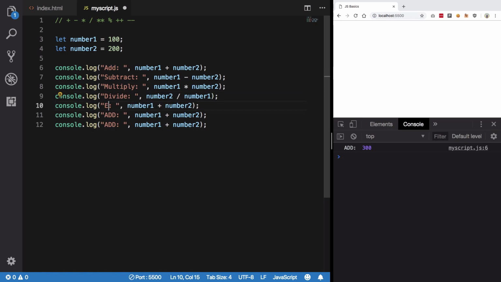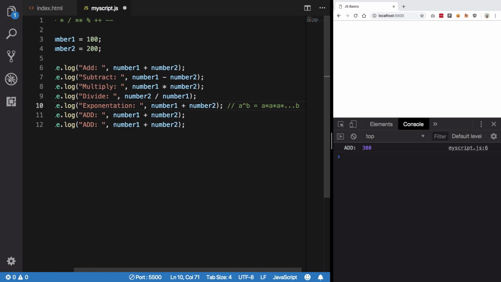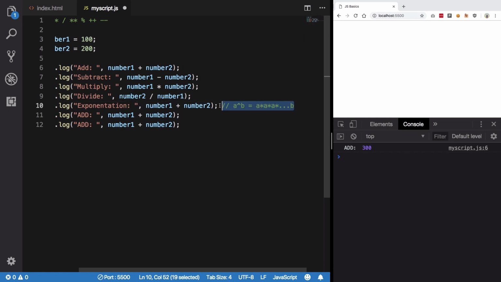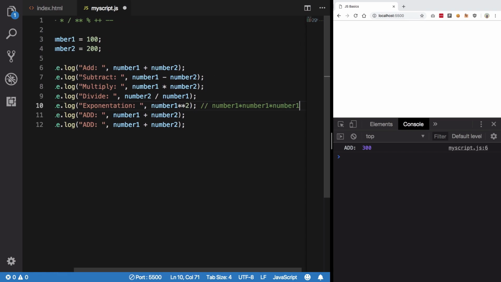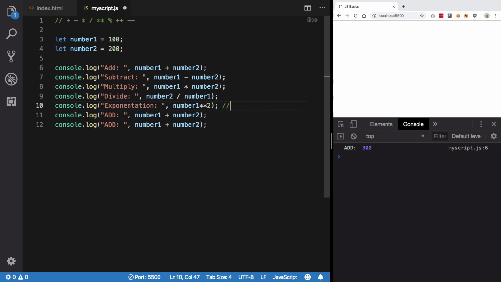I can also do an exponentiation, which basically just means a raised to the power of b, right? So a raised to the power of b basically just means multiplying a with itself b times, as long as b is a whole number. Now I don't want to get into the algebra of power, but that's what you can think of it as for now. For exponentiation, we can say 100 raised to the power of 2, which essentially means number1 times number1. If I write 3 here, then it means number1 times number1 times number1, and so on and so forth, right?